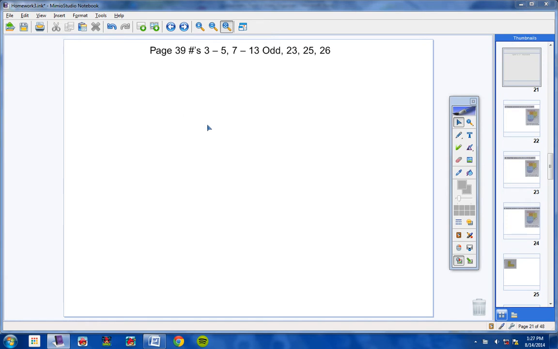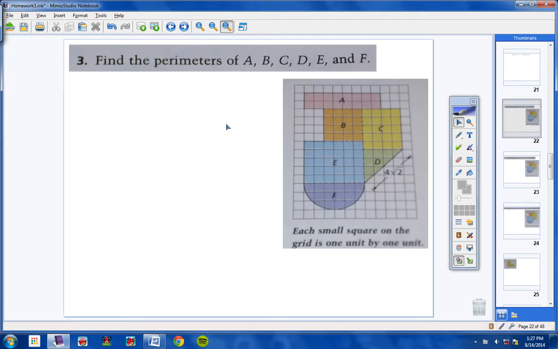Page 39, numbers 3 through 5, numbers 7 through 13 odd, and numbers 23, 25, and 26. I would go ahead and open your books to page 39 so that you can follow along. And here we go. Let's go ahead and get started.